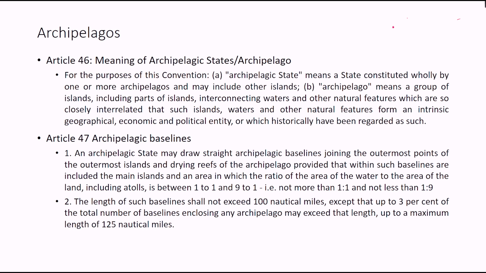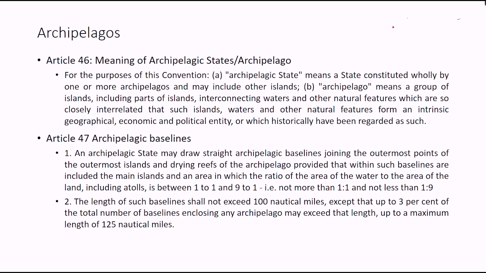Archipelago means a group of islands including parts of islands. As we could see, there are islands, a single island, then another island, then a third, a fourth, there are hundreds of islands, right. So, particular islands situated close to each other and all forming one state will be called an archipelagic state.